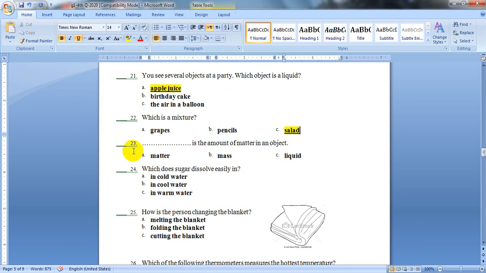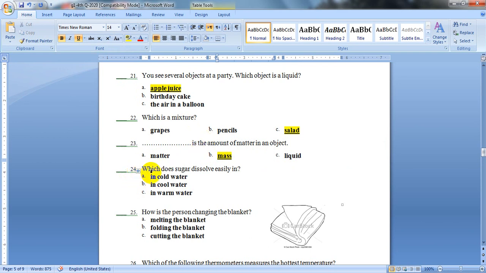23. Space is the amount of matter in an object. How much matter inside something? What is it? Is it matter, mass, liquid? The amount of matter in an object is its mass. So the answer here is letter B.